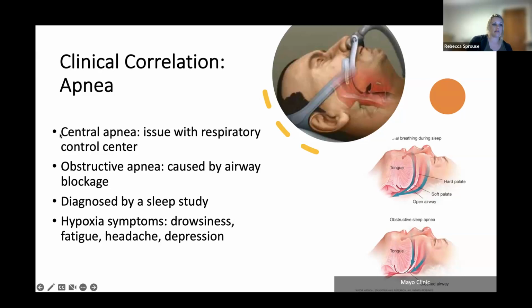The other type of apnea is central sleep apnea, or central apnea rather. This is actually an issue with the respiratory control center. So this is a brainstem problem. This one is more common in infants. This is thought to be a major cause of SIDS, sudden infant death syndrome.